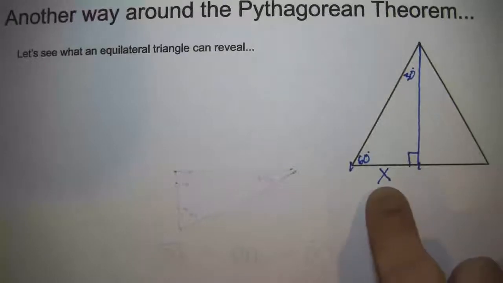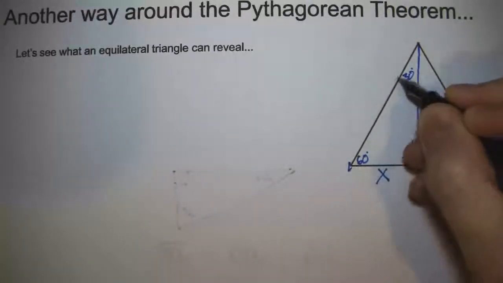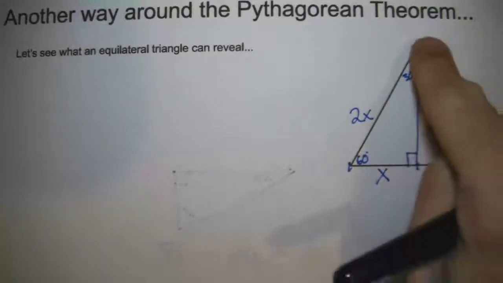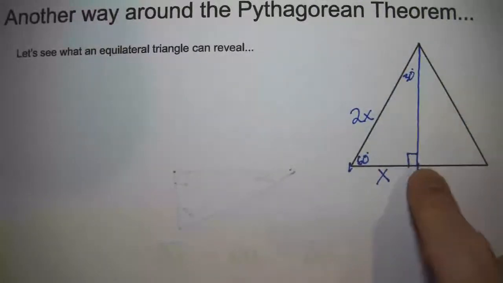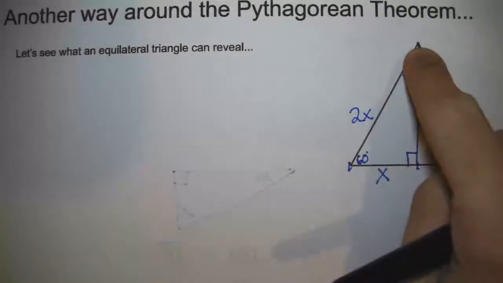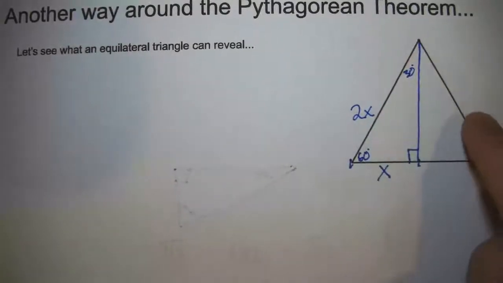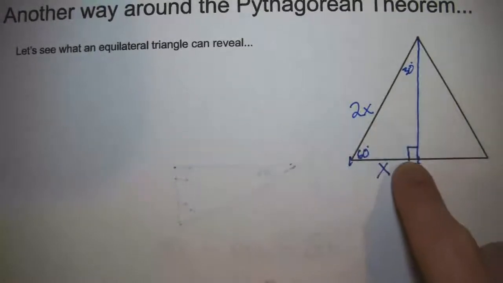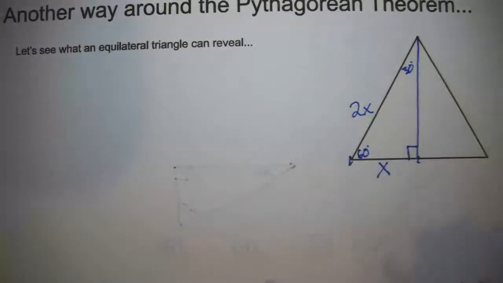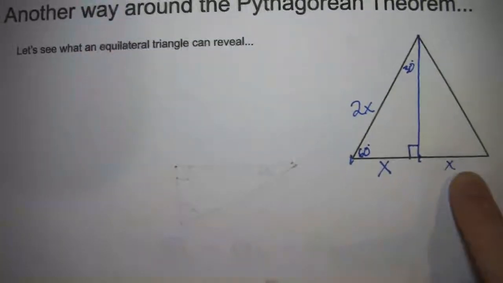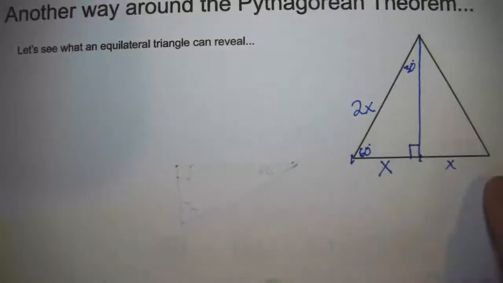If this side is x, then this side has to be 2x. And here's how I know that. Notice our altitude comes down. It's a right angle. Notice I've got a point here on my altitude. So that means these two sides have to be the same. Notice we've got that perpendicular bisector going on. And since it is a perpendicular bisector, this other side would be x. So I've got x here, that's a grand total of 2x.